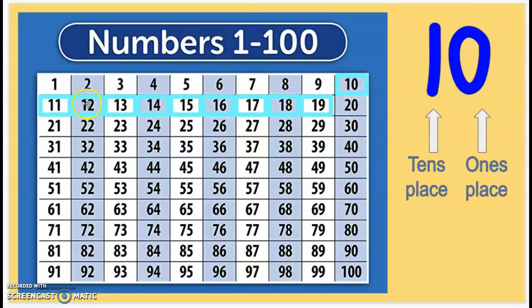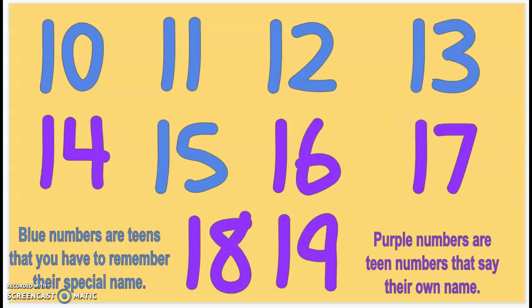To count, we say 10, 11, 12, 13, 14, 15, 16, 17, 18, 19. The teen family. The numbers here that are in blue are numbers that you're going to have to remember their special name: 10, 11, 12, 13, and 15. The purple numbers are teen numbers that say their own name: 14, 16, 17, 18, and 19.